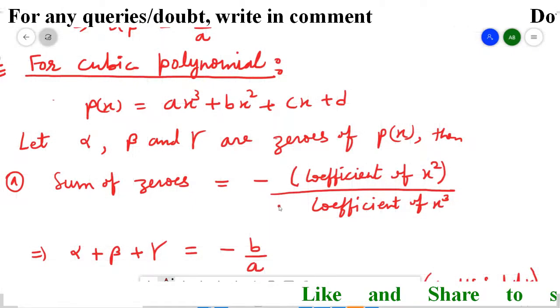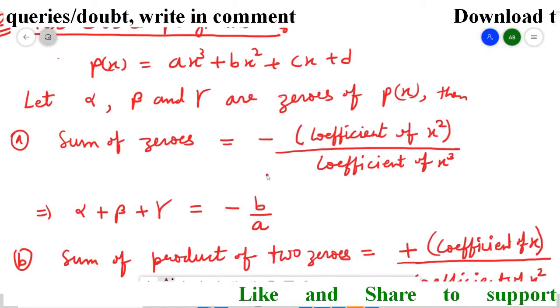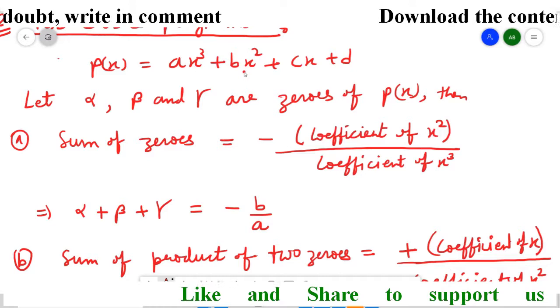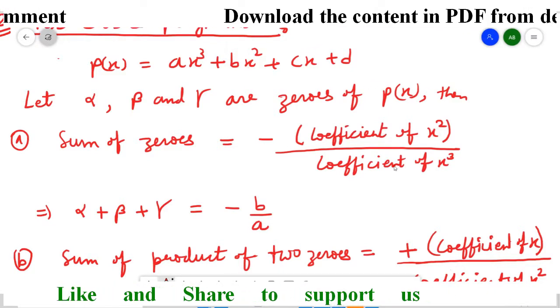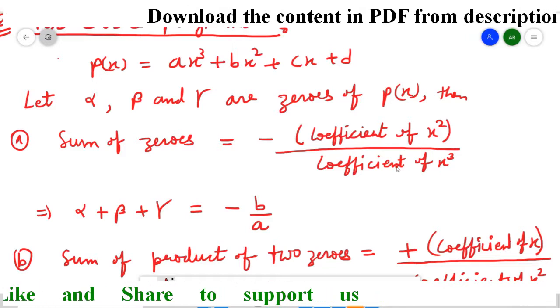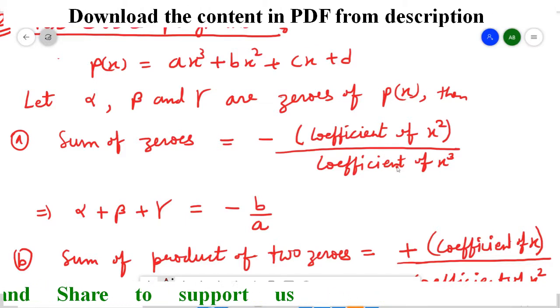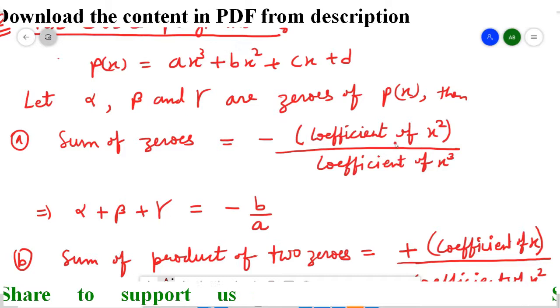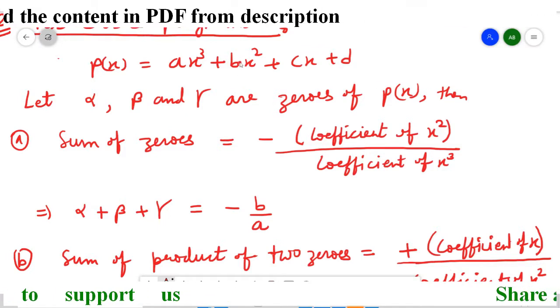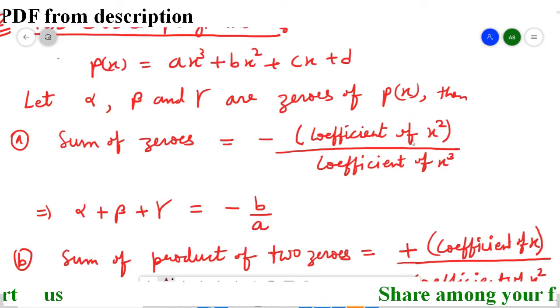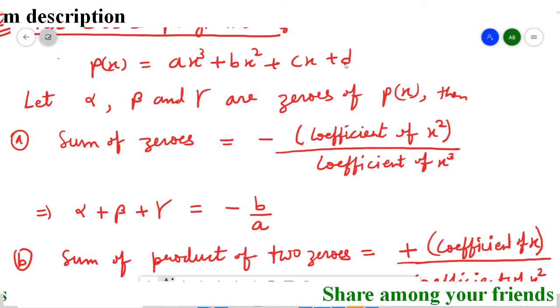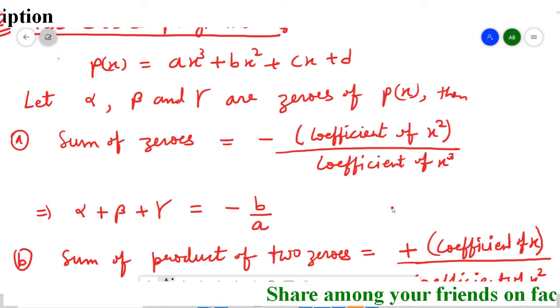So, firstly, it's going to be alpha, beta and gamma. Here we will start by this: coefficient of x square upon coefficient of x cube. In the denominator, the coefficient of x cube will always appear. In the numerator, they will come in sequence: first the coefficient of x square, then the coefficient of x, and next the constant term. So, very easy to learn them.